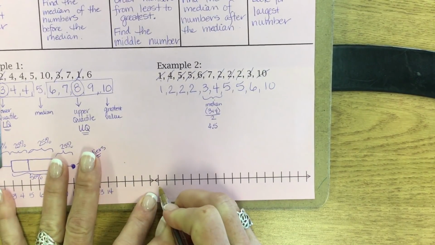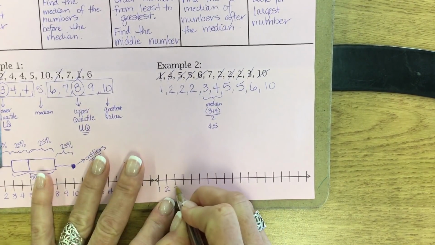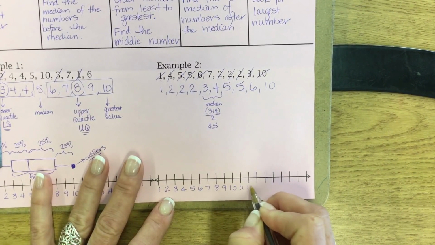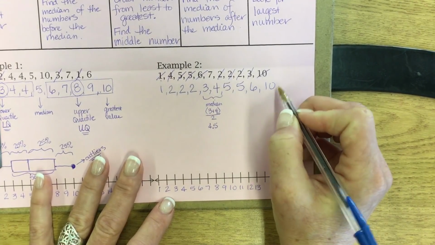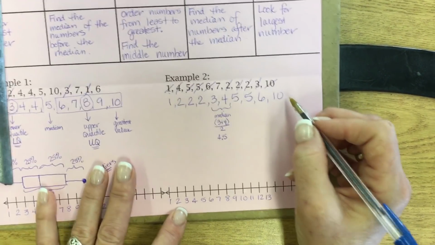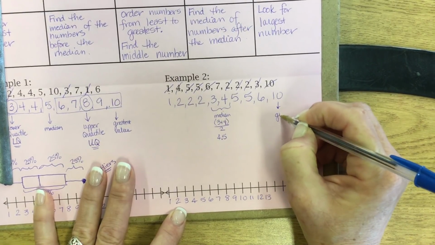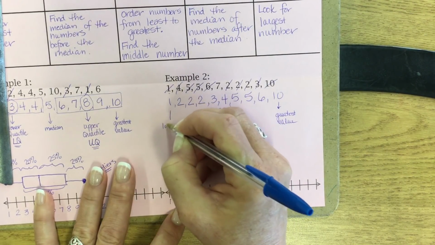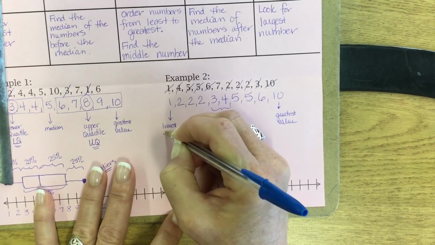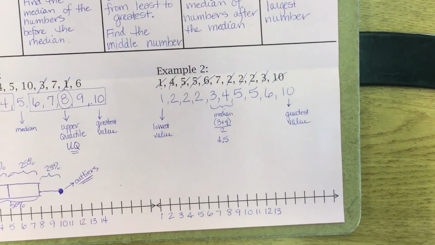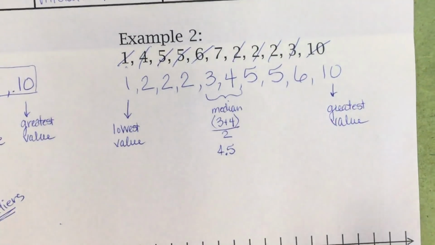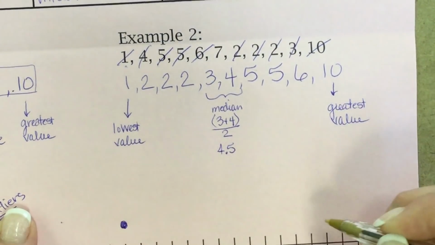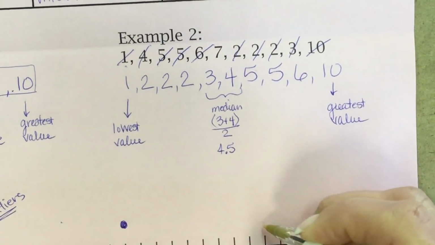So let's go ahead and number our number line: 3, 4, 5, 6, 7, 8, 9, 10, 11. And you know I can stop right now, right? Because I know that my highest value, or my greatest value, and this is my lowest value. Okay, so my lowest value is a 1. I'm going to go ahead and put my dot there. And my highest value was a 10.